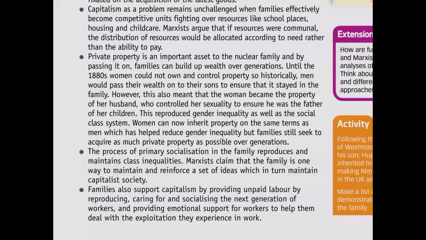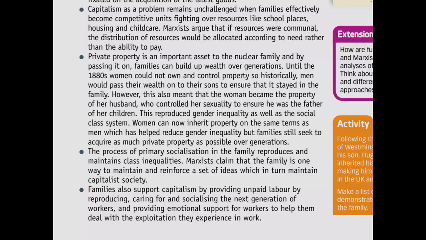It could not have been passed down to women. So it was always passed down to the son of the family. It was passed down to the son, and that actually increased gender inequality, which is not exactly ideal. That's what the Marxists used to say, that it also contributes to increasing gender inequality.